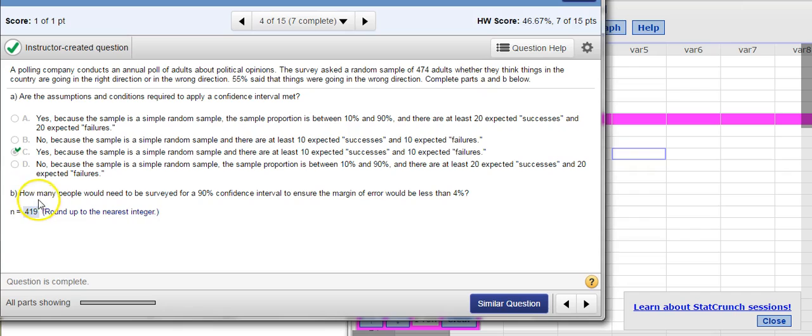So let's look at part B. It says how many people would need to be surveyed for a 90% confidence interval to ensure the margin of error will be less than 4%. So here, they tell you the confidence level is 90% and the margin of error is 0.04. And then they also tell you the sample proportion, 55%. So they just tell you the proportion directly. In this case, you don't have to calculate the proportion by yourself.